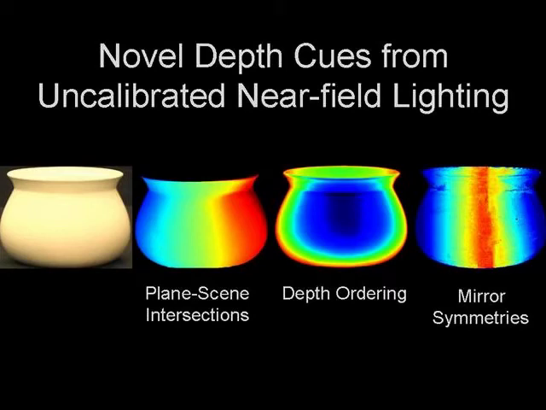In summary, we have shown how to extract novel depth cues from uncalibrated near-point lighting. These include plane-scene intersections, depth ordering, and mirror symmetries.